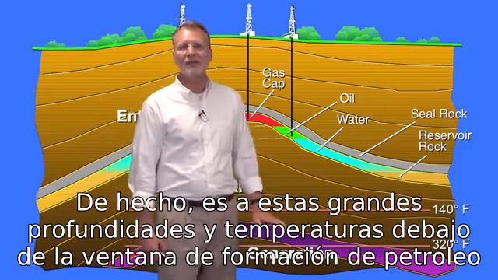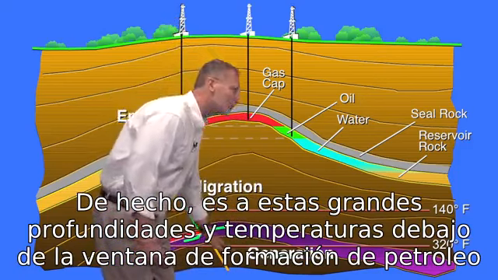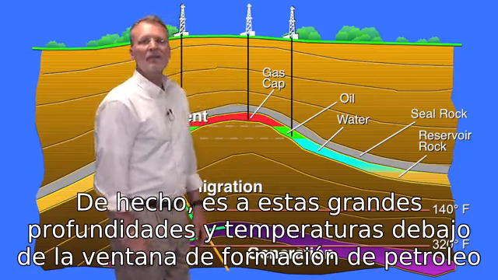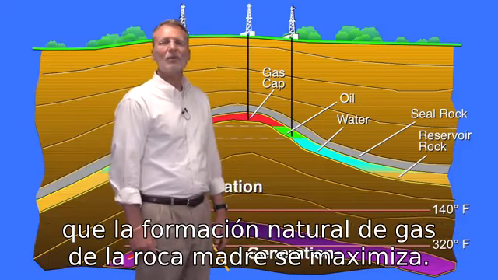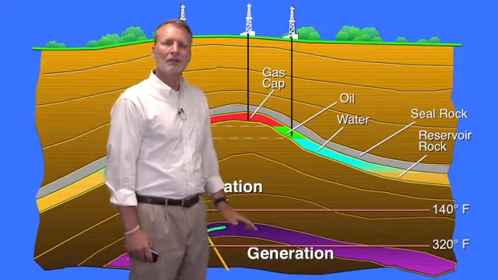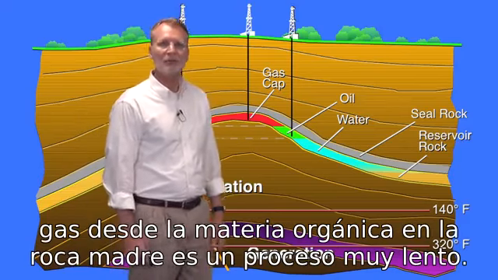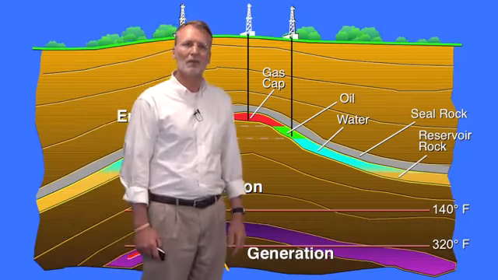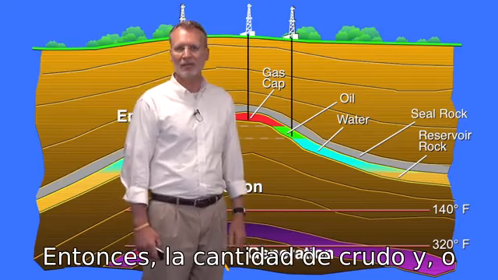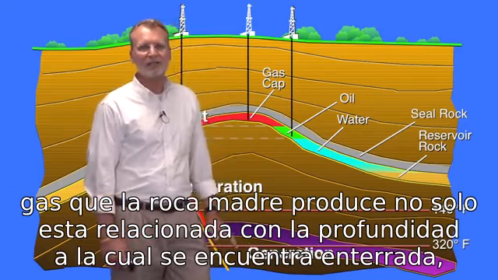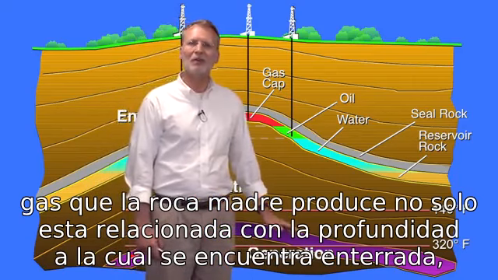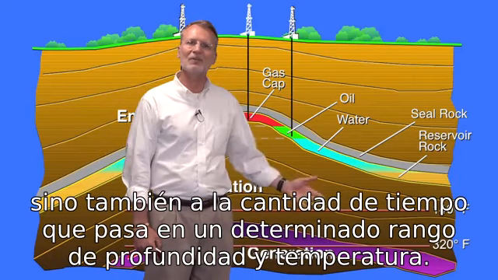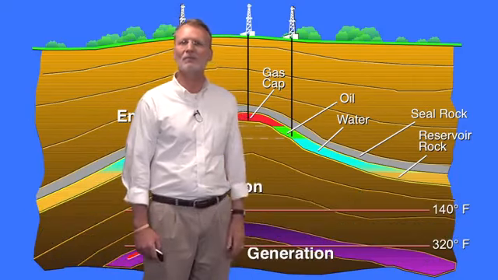In fact, it is at these greater depths and temperatures below the oil window that natural gas formation from the source rock is maximized. Note that the release of oil and gas from the organic matter in source rock is a slow process. Therefore, the amount of oil and/or gas a source rock produces is not only a function of how deep it's buried, but also the amount of time it spends in a particular depth or temperature range.